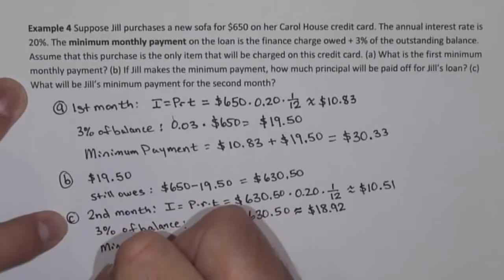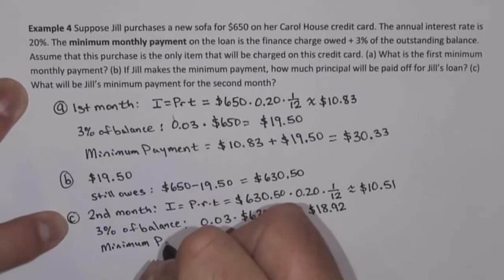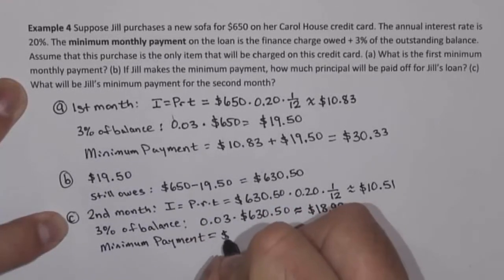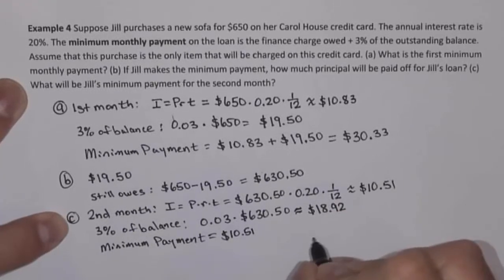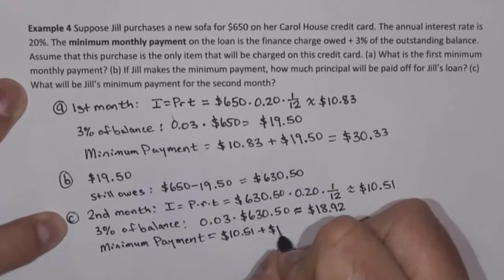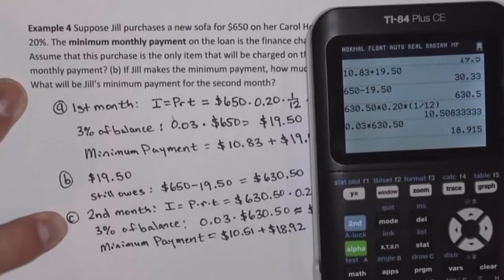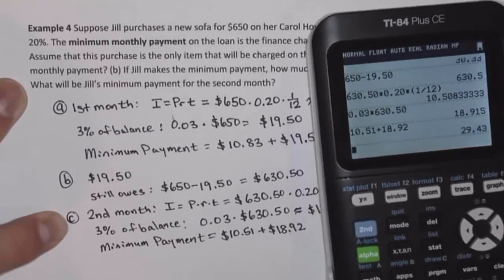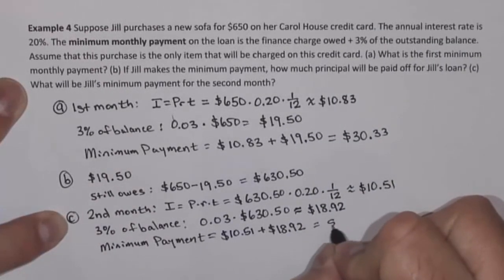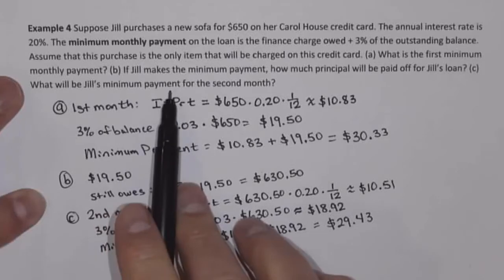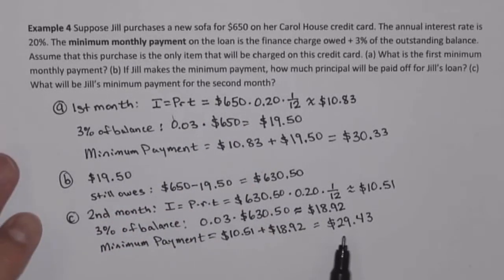So her minimum payment for the second month is going to be the $10.51 in interest plus the $18.92 that would come off of the principal. And so if we add that together, $10.51 plus $18.92, that would be $29.43. So $29.43 would be Jill's minimum payment for the second month.